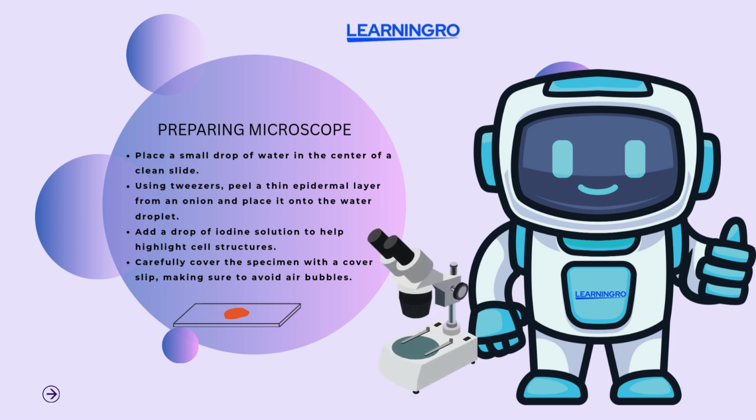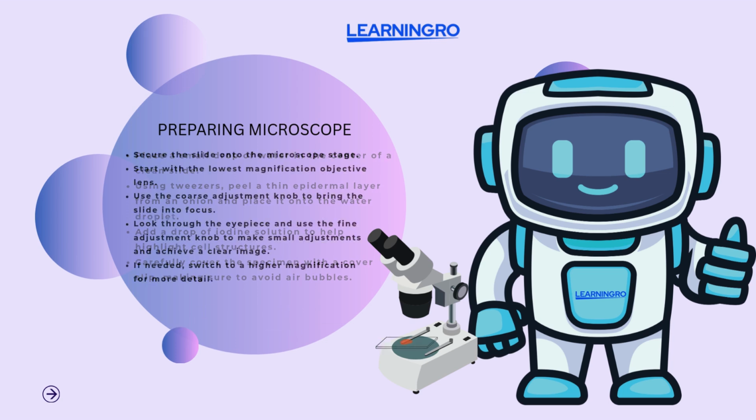5. Using a light microscope. To observe a specimen under a light microscope, follow these steps. Secure the slide onto the microscope stage. Select the objective lens with the lowest magnification. Use the coarse adjustment knob to bring the slide into focus. Look through the eyepiece and fine-tune the focus using the fine adjustment knob. If necessary, switch to a higher magnification lens for a more detailed view.